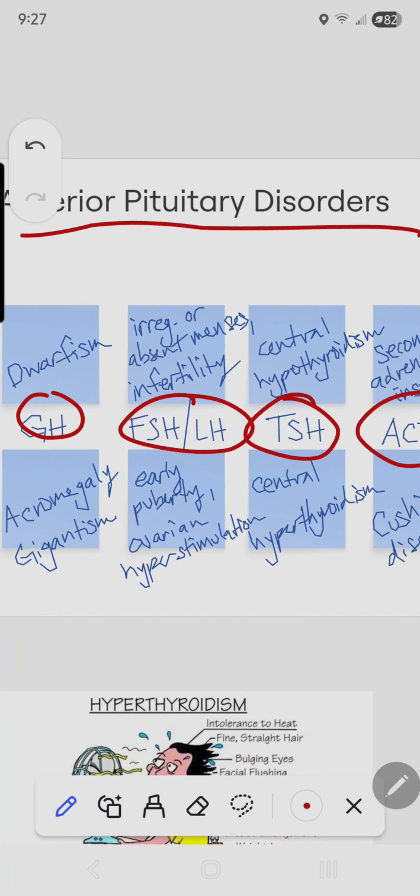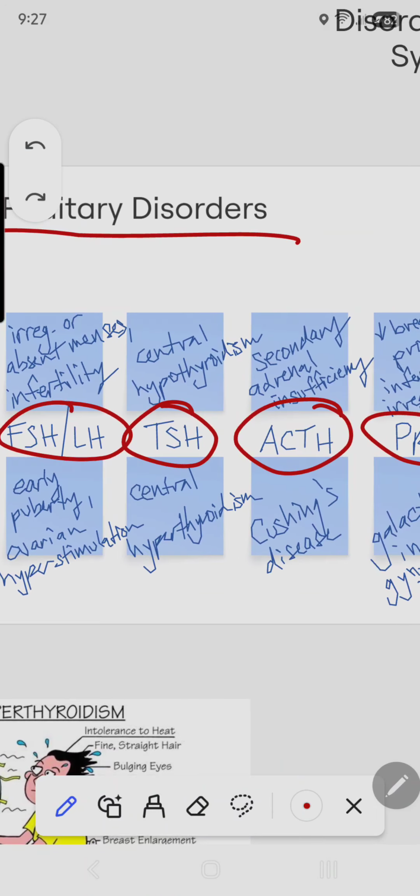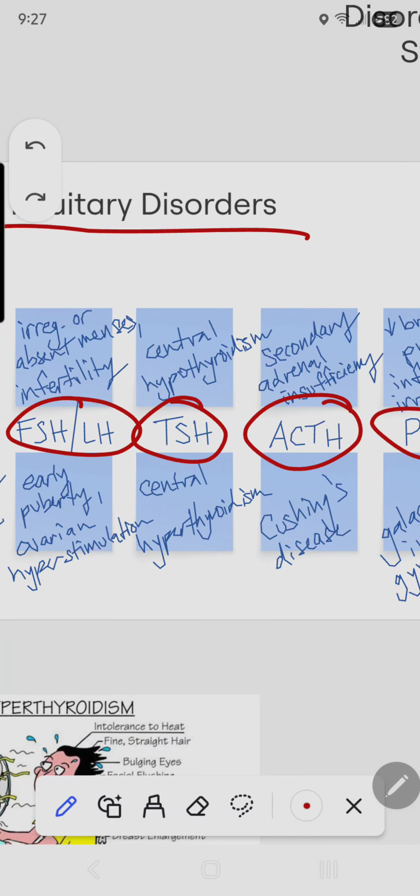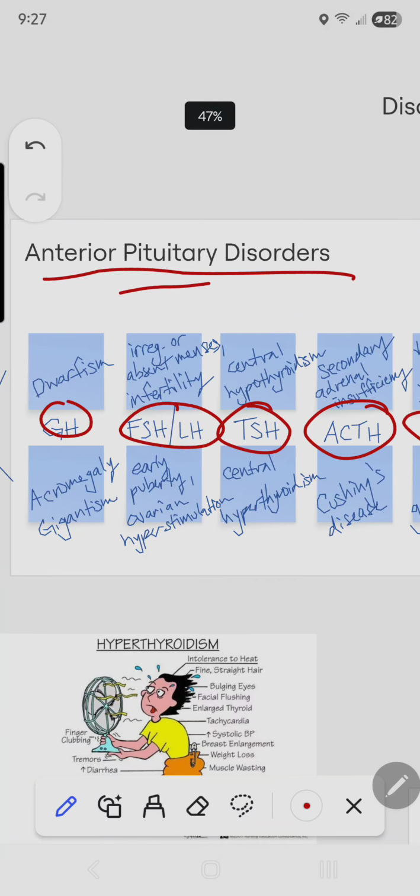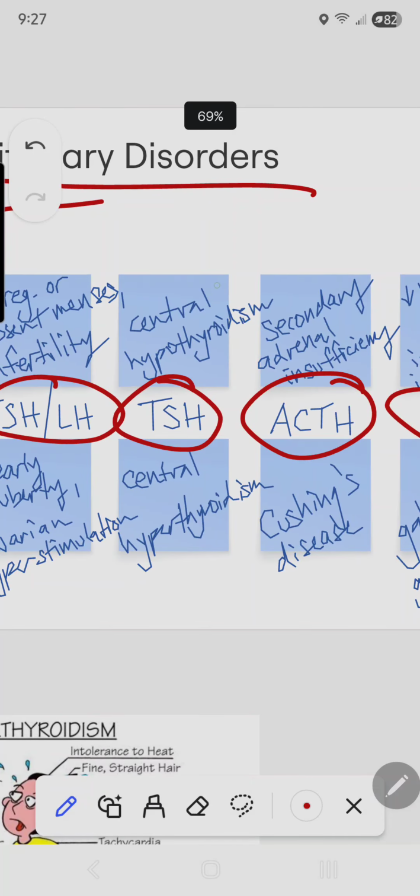Follicle stimulating hormone, luteinizing hormone. If there's too little of those, we have irregular or absent menses and infertility. Too much, we get early puberty, ovarian hyperstimulation. And then your thyroid stimulating hormone, too little of it, we get what's called central hypothyroidism, because again, this is coming from the anterior pituitary and not the thyroid itself. Central hypothyroidism. And if we have too much of the thyroid stimulating hormone, we get what's called central hyperthyroidism.